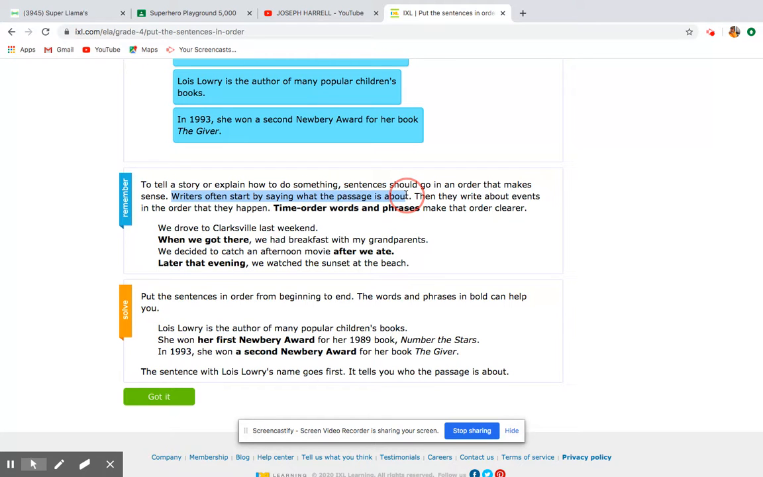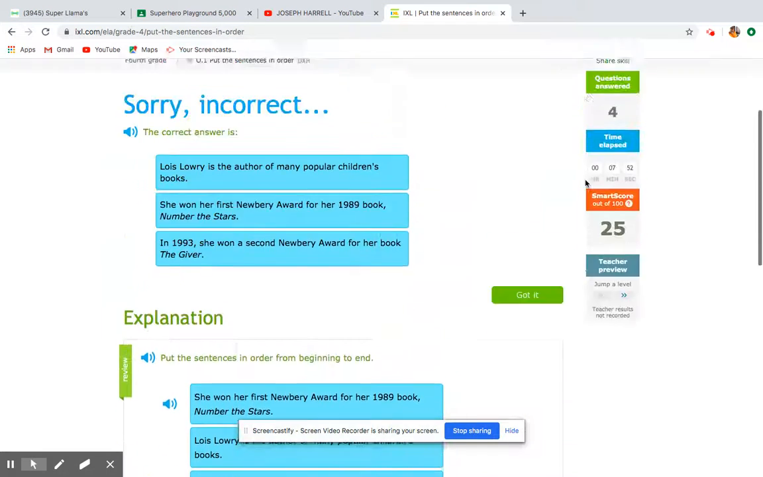Writers often start by saying what the passage is about. That's another way to think of an introduction. When you write an introduction, you're telling the reader what the passage is about. So, give this some practice.